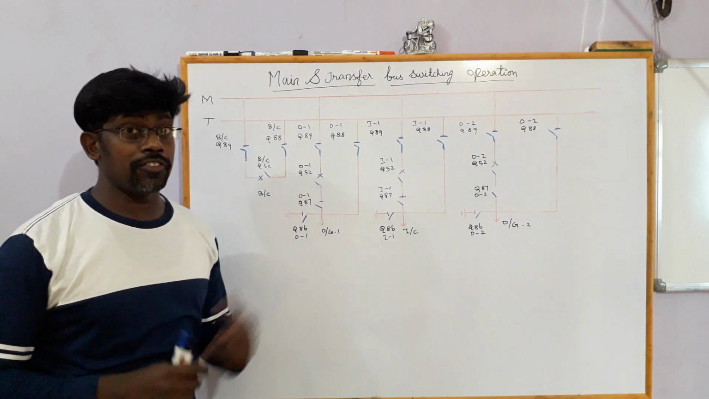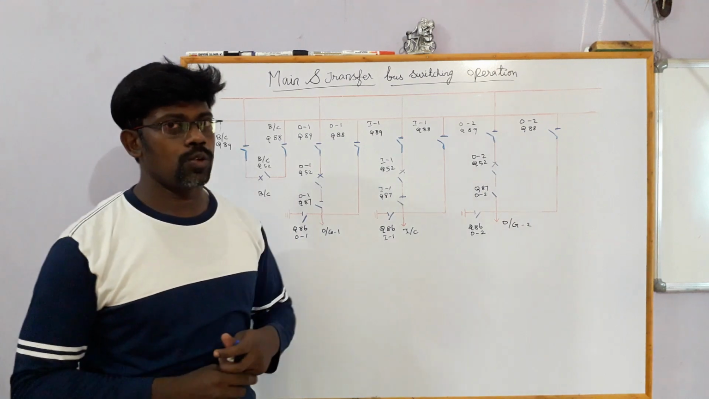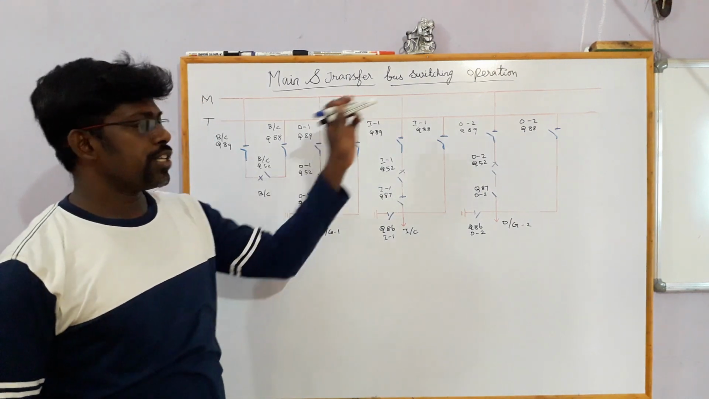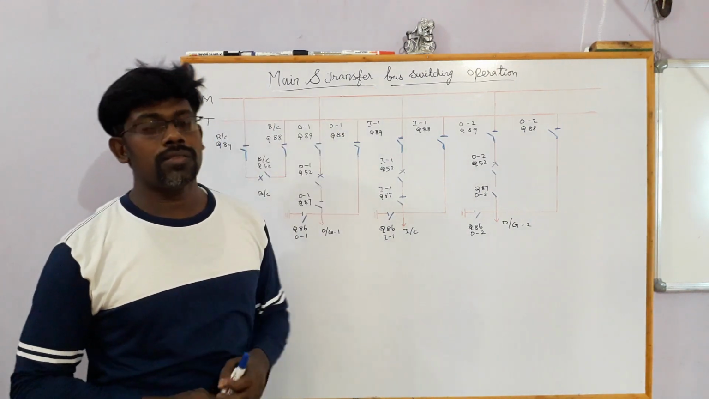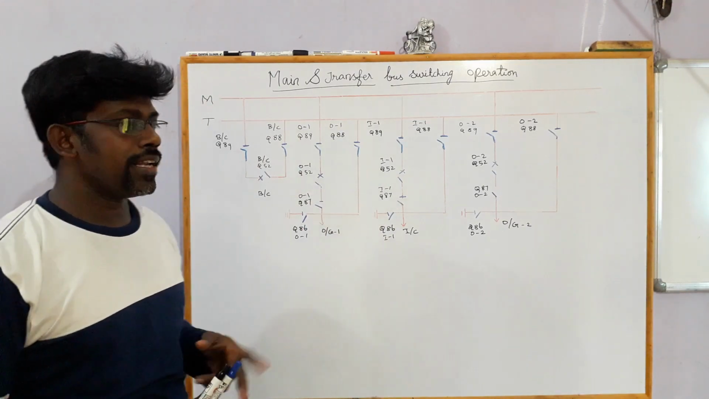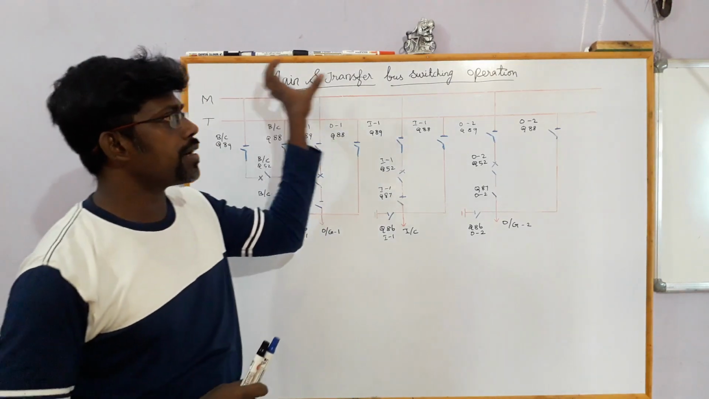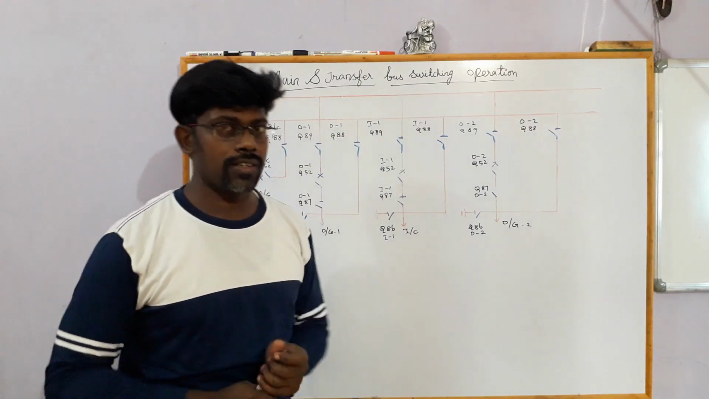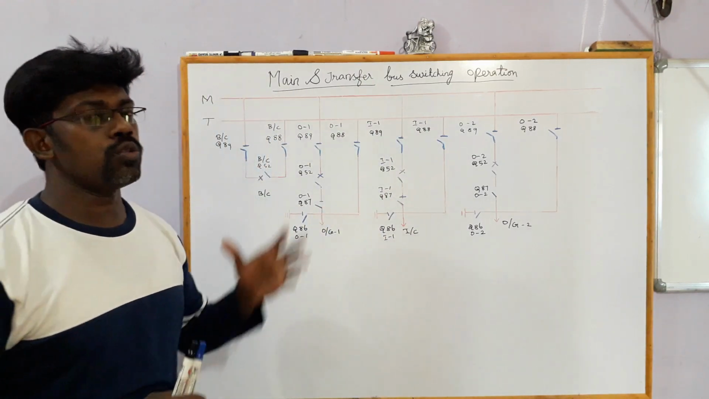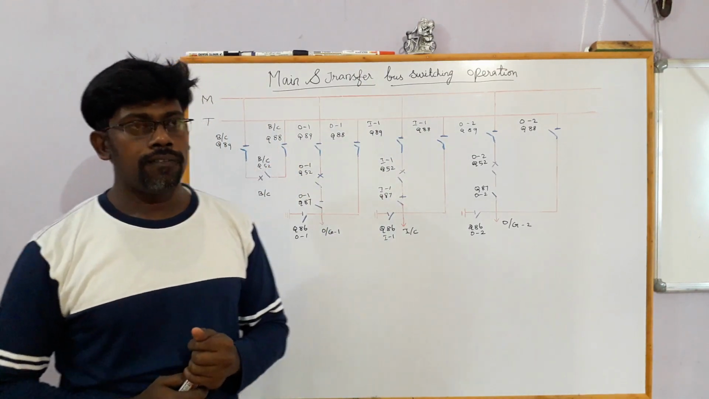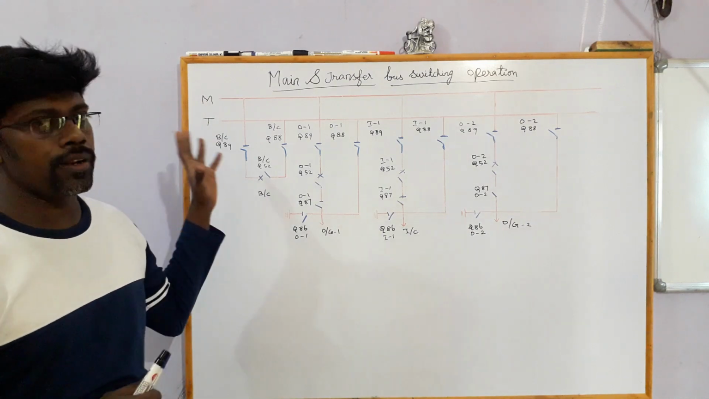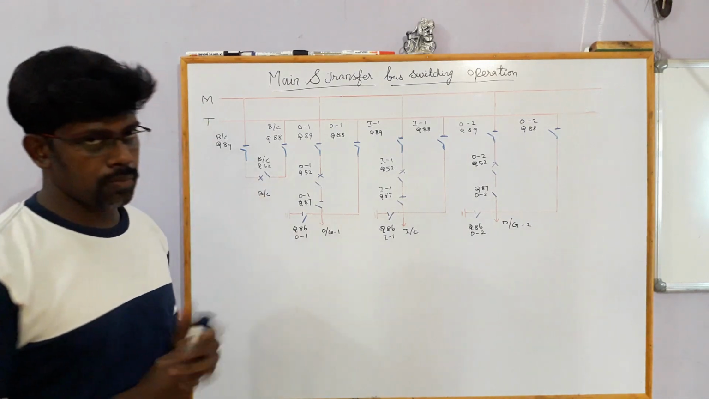Hi, in this section we are going to see two things. One is the switching operation for main and transfer bus, and second one is the interlock used in this main and transfer bus for switching operation. The two things are related to switching operation only. First, we see the switching operation of this main and transfer bus.